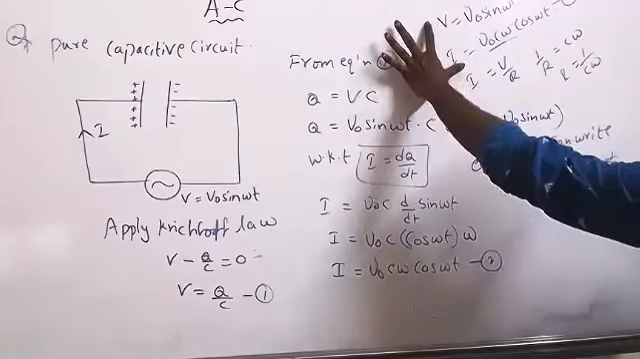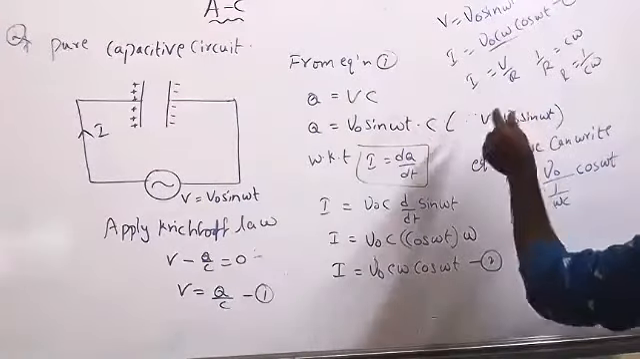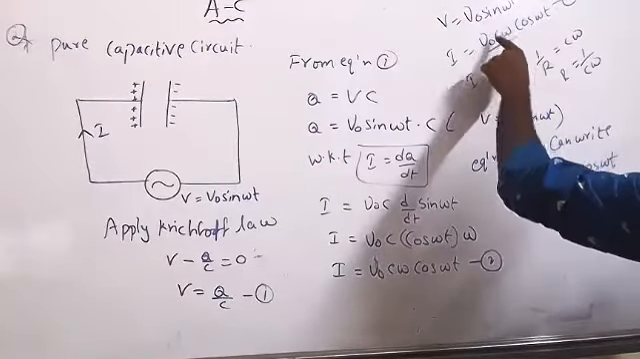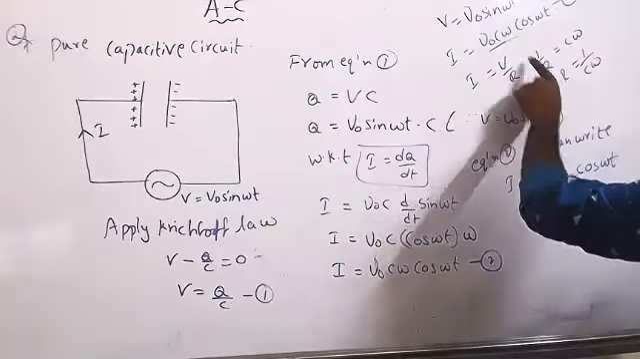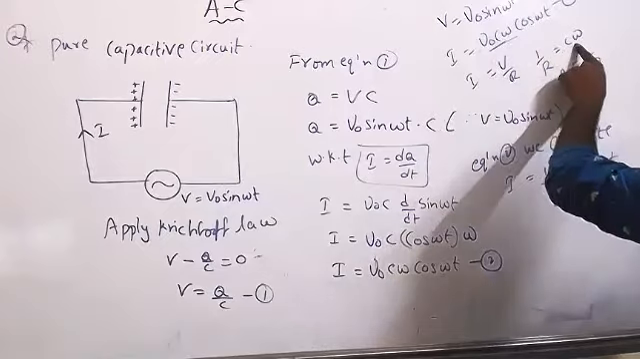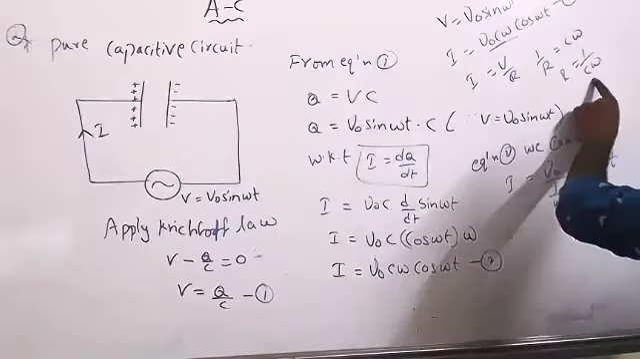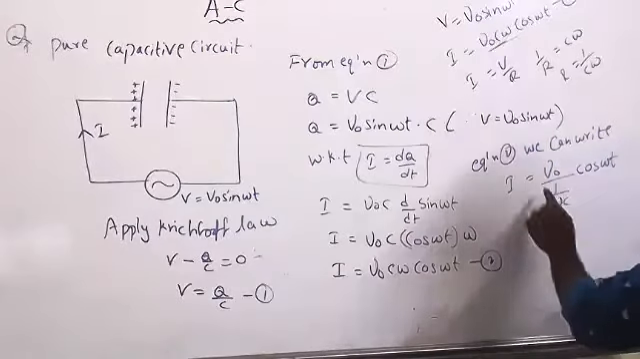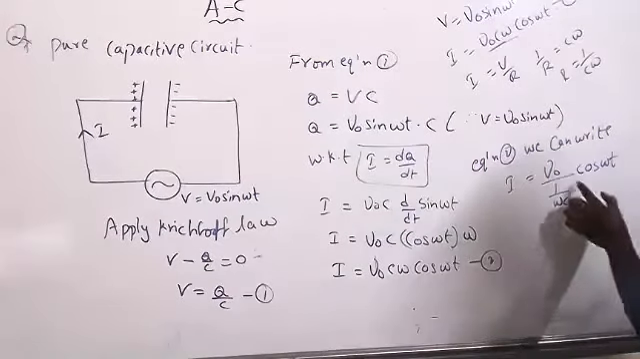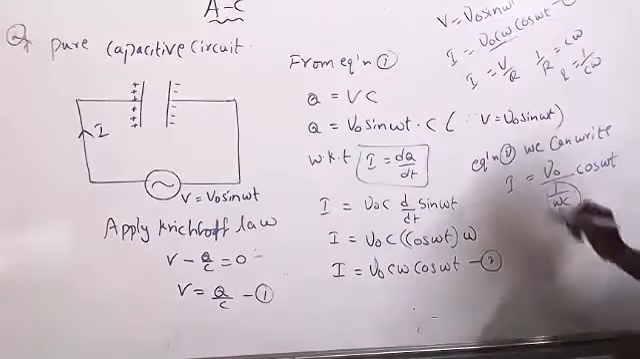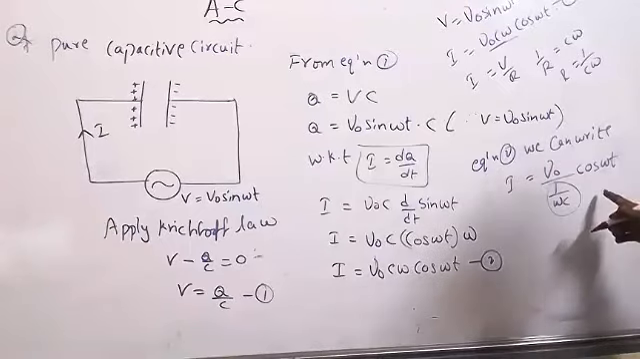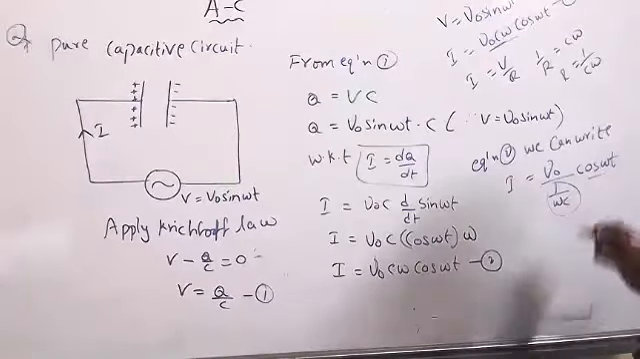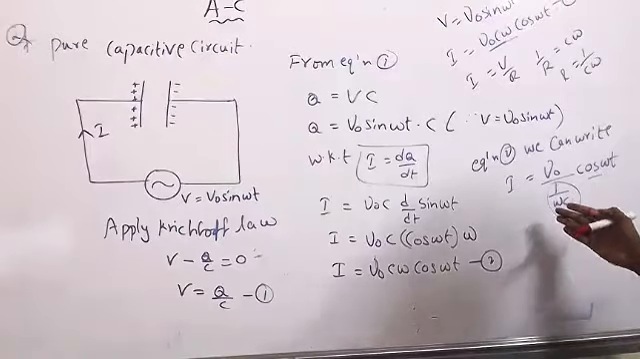We have written I is equal to V by R. V is there, and in the R place, 1 by C omega. So I want to change this equation like V by R, so in the place of V by R I have written omega C. But here we got the result in terms of cos, and now I want to change it in terms of sin.